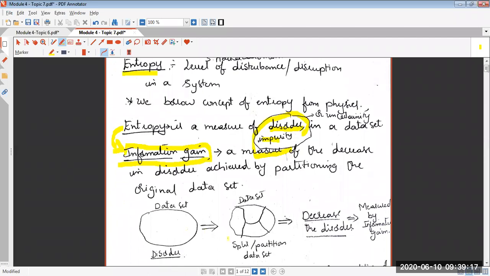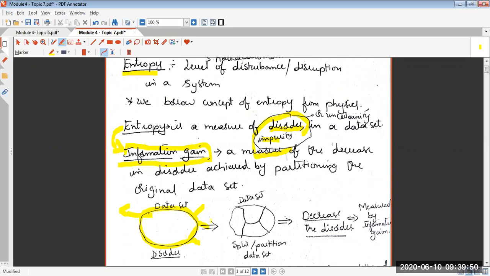Now you can see I've written a graphical representation. This was my data set. We will assume it is completely disorganized, completely in a chaotic fashion. So this is a data set with very high entropy. If this is the case, deciding which class this data belongs to will be a very tough job for the algorithm. It will be difficult even to build the decision tree.